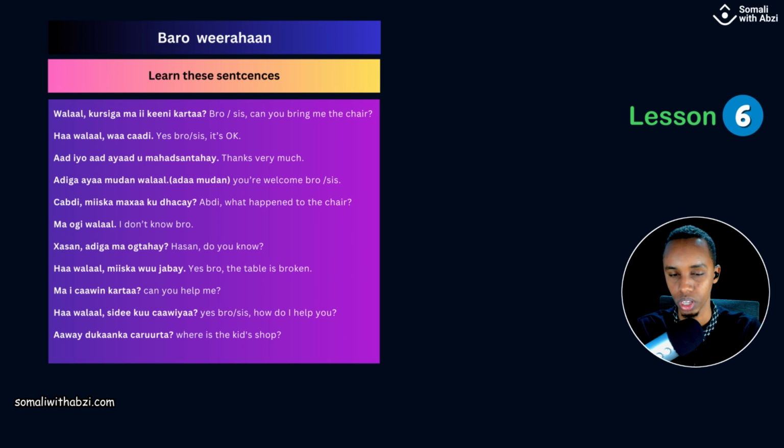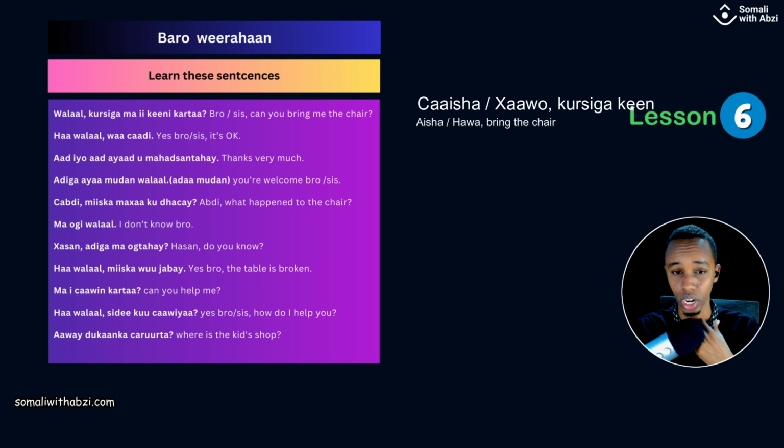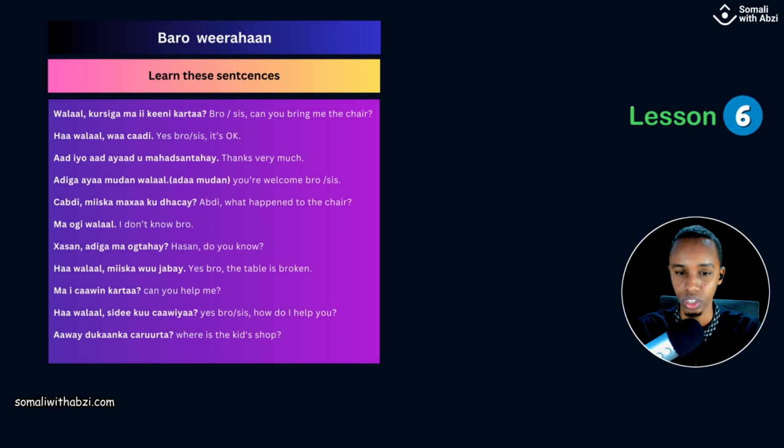Ha, walaal waa caadi. So this question you can also ask as a Somali, it's proper and useful Somali. Without a question, you can just order them. So instead of asking the question as walaal kursiga ma ii keeni kartaa, you can just go with ordering or commanding in Somali. Instead of walaal, you can go with a name, or just walaal kursiga ii ken. Or a name: Aisha kursiga ken, Hawa kursiga ken, something like that. That's very useful in Somali. And the answer could be only haye, or haye walaal, or haye Abdi, something like that.